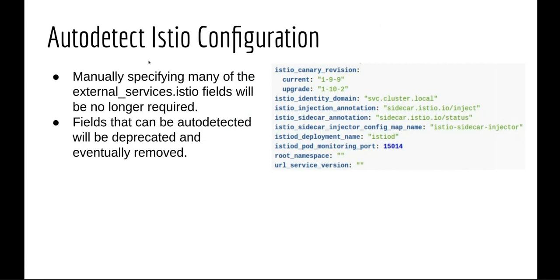Okay, so another thing that we're working on is auto-detecting more Istio configuration. There are a lot of fields that you have to manually specify, especially if you're using revisions. And Kiali can already auto-detect a lot of this. So the goal here is to make it so that you don't have to manually specify these things. If you're doing a canary rollout or anything, you wouldn't have to update your Kiali configuration. You could just keep everything the same. So that's a work in progress.